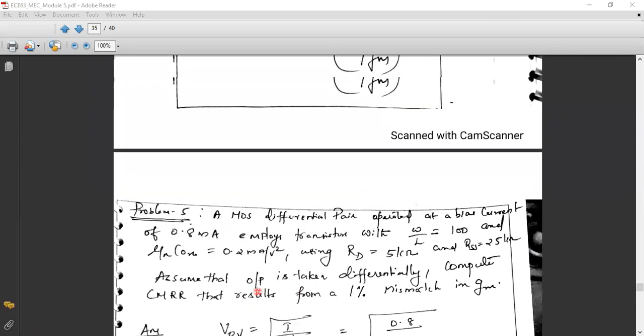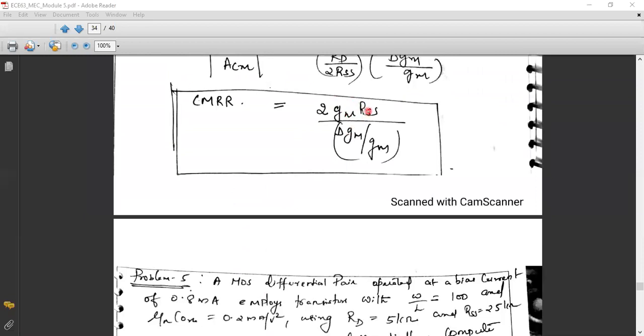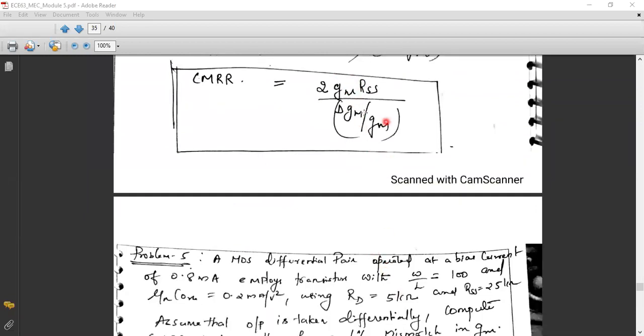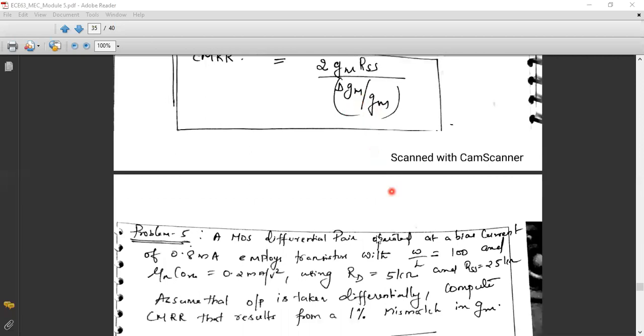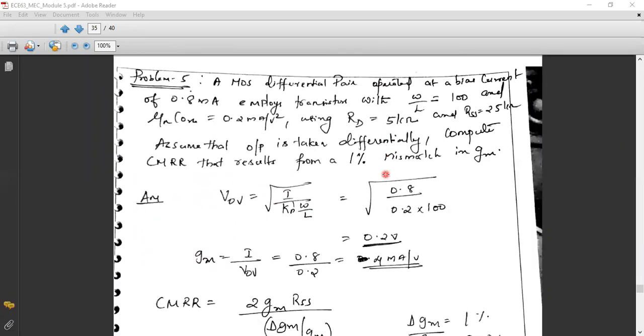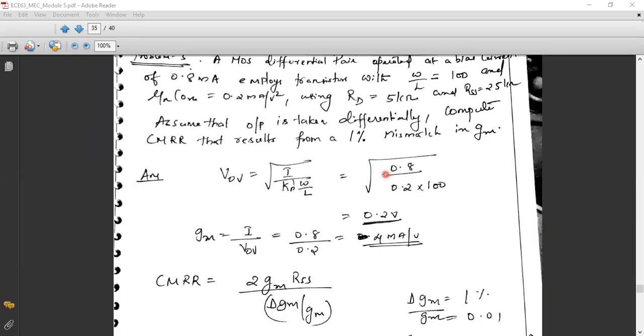After finding GM, substitute here. RSS is also given, 25 kilo ohm. And what about this? Mismatch is 1%. Mismatch 1% means delta GM by GM is 1%, that is 0.01. So substitute all the three parameters and get the value of CMRR. Then convert into dB scale. Whenever you are computing CMRR, convert into dB scale by taking 20 log of that particular value.